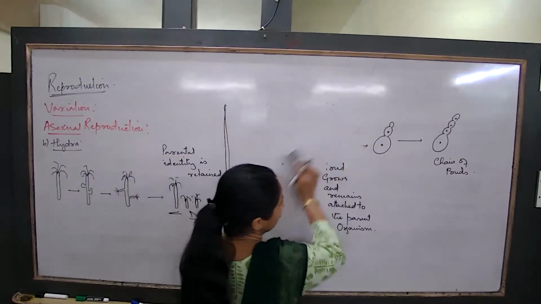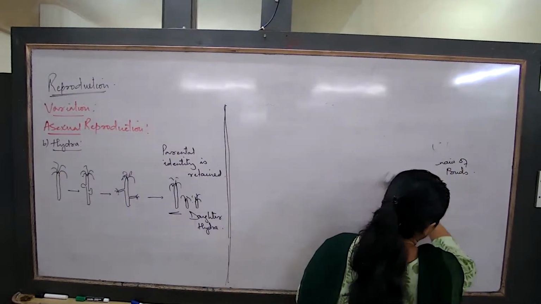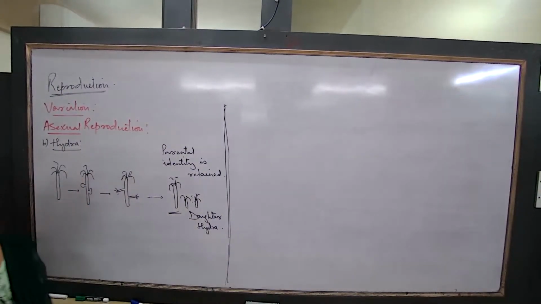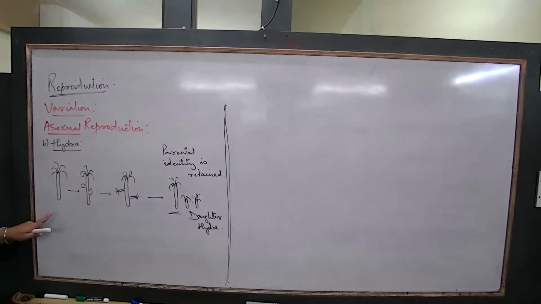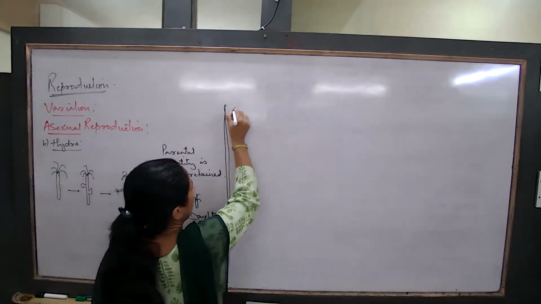What are the two types of budding we came across? In case of single cell organisms, how it is. In case of multicellular organisms, simple multicellular organisms, how it is. The two different types of budding.